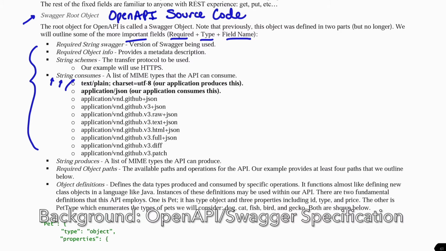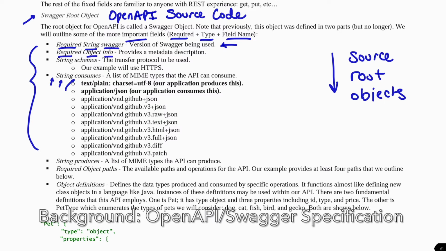Now, we're going to talk about some of these components of the root object, and then later, when we move into our in-depth look at the source code of the root object itself, we're going to see examples of those being implemented. Okay, so first, we have the required string swagger. This defines the version of Swagger being used. We have the required object info. This provides a metadata description of the OpenAPI, of the root object that we're describing. Again, just a little text description of what it is that we're trying to do.